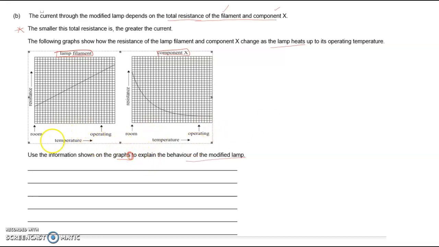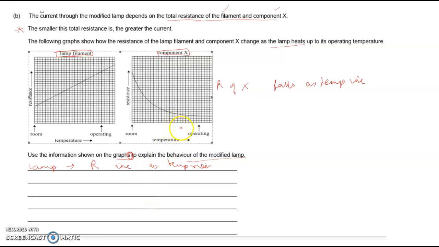So you could start with decoding the information. For the lamp, you would say R increases as temperature rises. That's the relationship there. Whereas for component X, you would say R of X falls as temperature increases. So total R will stay roughly the same as T increases. So overall the current would roughly stay the same.